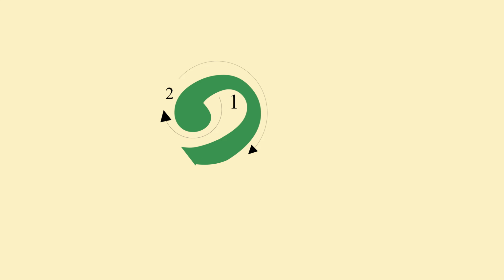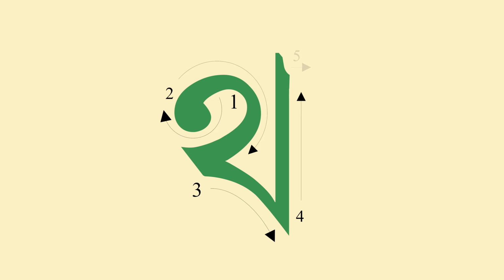Now let's try to write this letter. This time we will start with a small clockwise loop and draw like this according to the visual on the screen. Then draw an ardhamatra above the right side. You have now successfully written the Bengali letter tha.